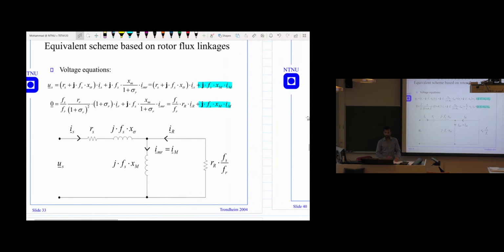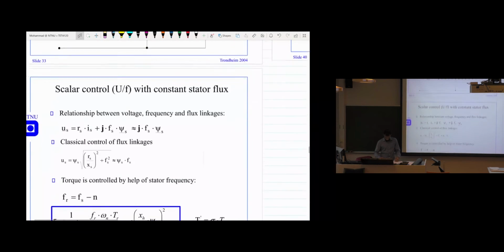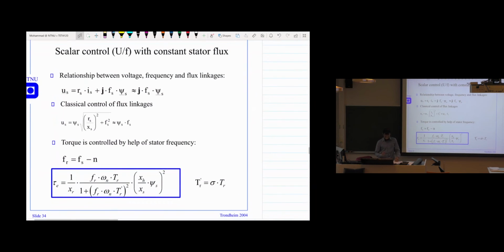So now we have this classical model. Yeah, this is the previous one, the classical model. From the classical model, we have three scenarios. One is keeping the stator flux constant, the second is keeping the rotor flux constant, and the third is keeping the magnetizing flux constant. So the first one, we can check with the stator flux constant.